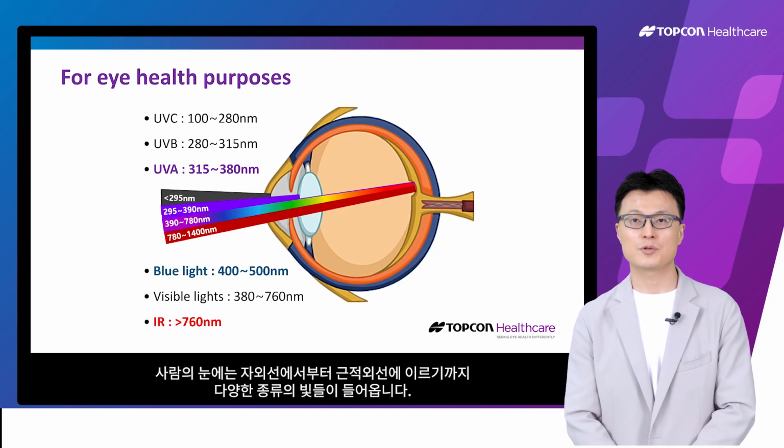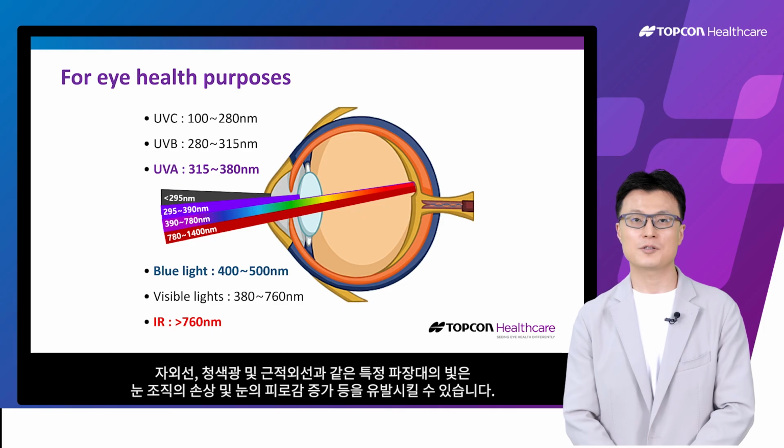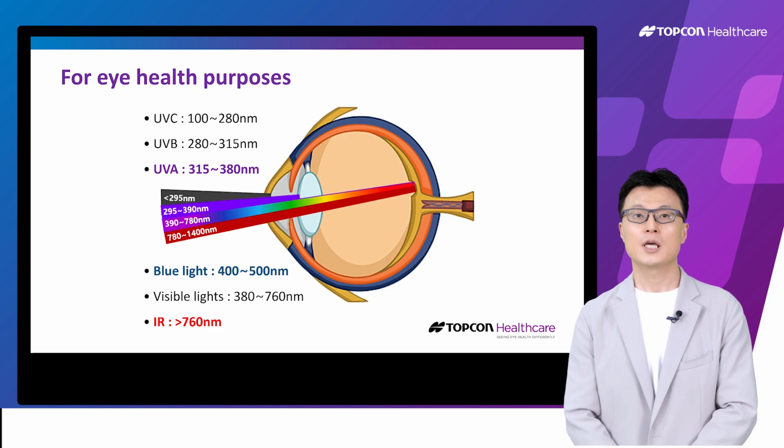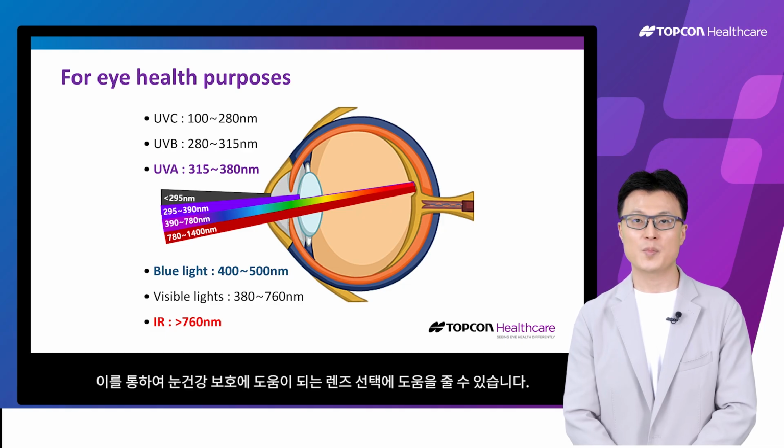Our eyes are exposed to a range of light from ultraviolet to near-infrared wavelength. Some of these wavelengths, such as ultraviolet, blue light, and near-infrared, can actually damage our eye tissues and increase eye strain. Using a spectrometer, we can measure how much light from sources like displays, lighting, or even sunlight passes through eyeglasses lenses. This measurement helps us choose lenses that better protect our eye health.